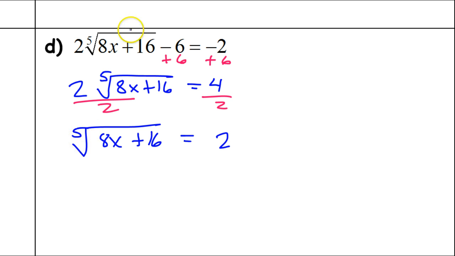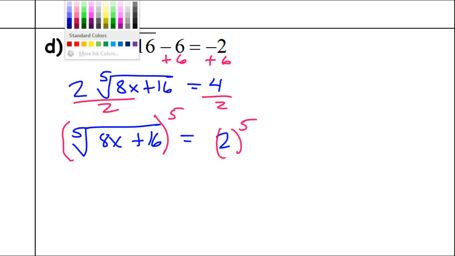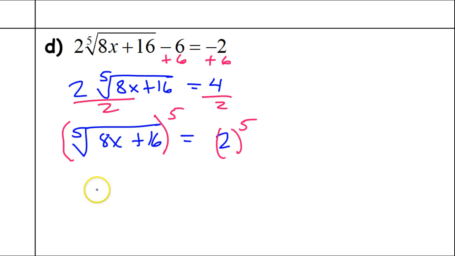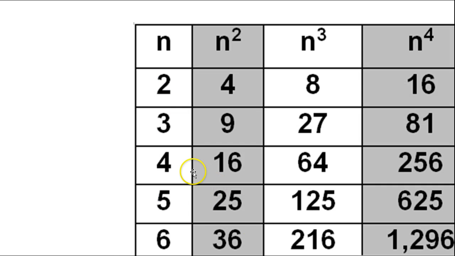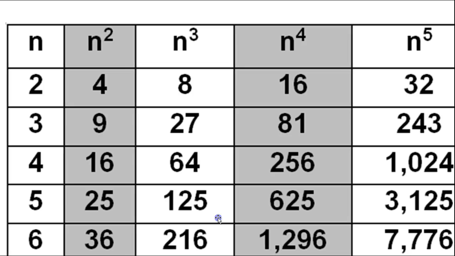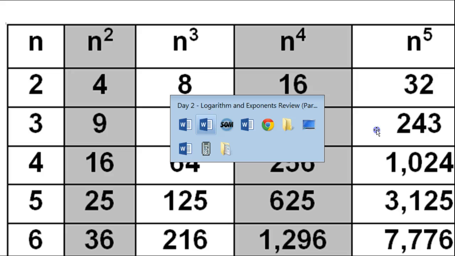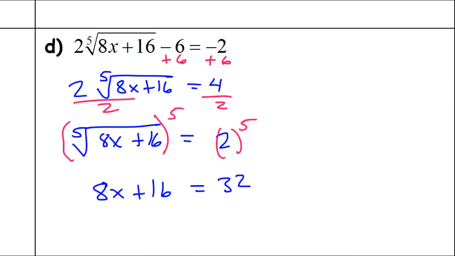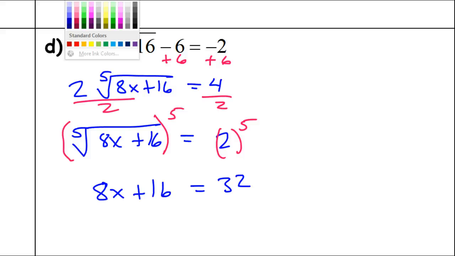Now if I want to get rid of the fifth root, I can do the fifth power to both sides of this. So those will undo each other. So this is going to give me 8x plus 16. 2 to the fifth power is 32. Okay, as you can see here on your chart if you need it. So the rest of this is pretty straightforward.